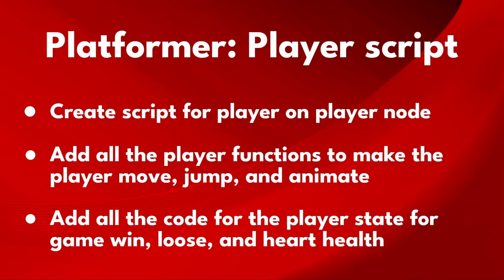All right, so in this section, we're going to get started creating the player script. We're going to start off by creating a new script and attaching it to the player node. Then we're going to go ahead and add a couple functions in here, such as ones to make the player move, jump, and animate. We're also going to be adding some of the player's state abilities, such as game win, lose, and a heart health updater. Let's go ahead, jump right in, and get started.